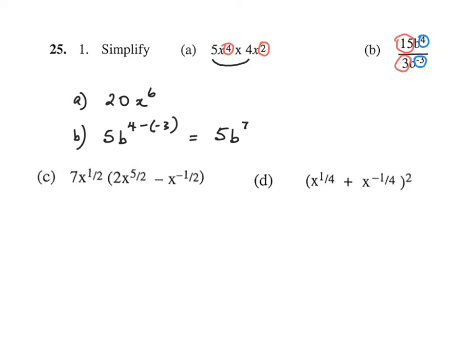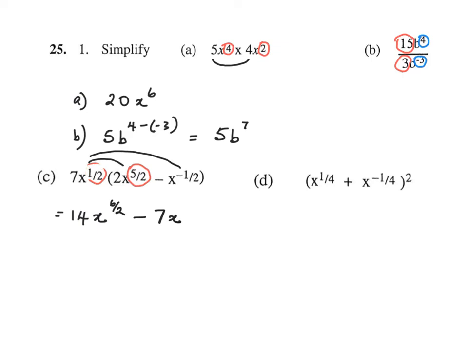So part C, well, these two terms are going to multiply. The 7 and the 2 will give us a 14. X to the power of what? Well, remember, multiplying powers, we add the indices. So 1/2 plus 5 over 2 gives us 6 over 2. Minus, and then these two terms are going to multiply. Now it's 7 times 1, so the coefficient is going to be 7. X to the power of what?